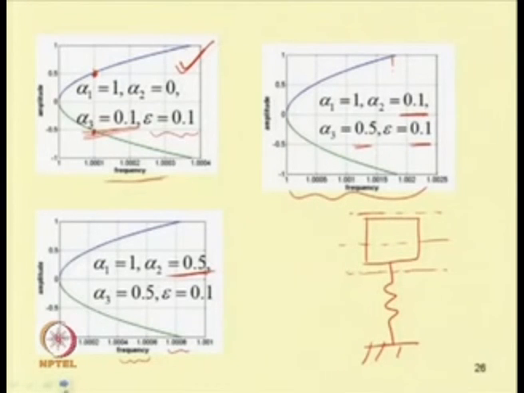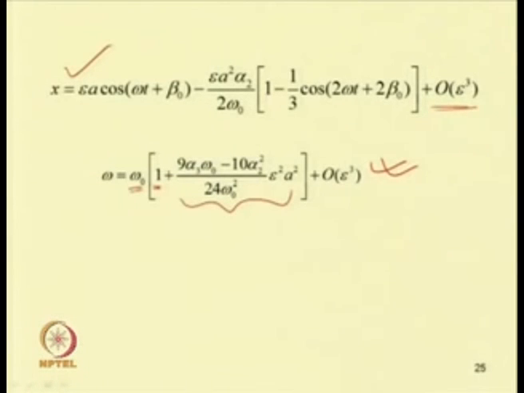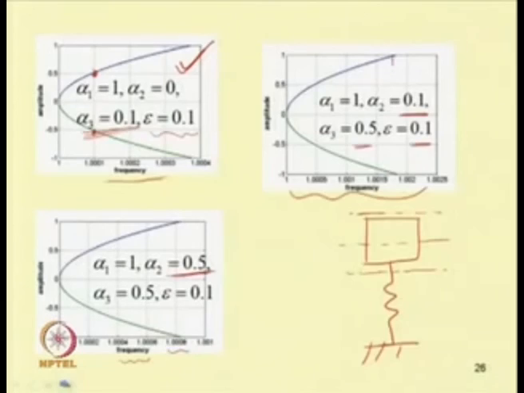So, the time response is plotted for two values of frequency. This corresponds to one frequency, and this corresponds to another frequency. Corresponding to that frequency we obtain the amplitude, and then the response is plotted. The response is plotted from this equation, x equal to epsilon a cos omega t plus beta 0 minus epsilon a square alpha 2 omega 0 into 1 minus 1 by 3 cos 2 omega t plus 2 beta 0. So, from this equation this curve has been plotted.